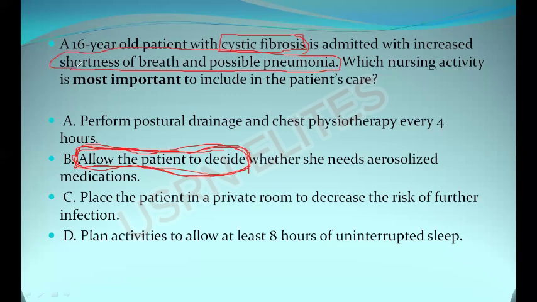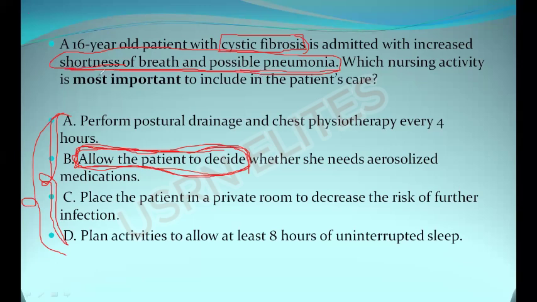So everything here should be based on solving the issue which has been mentioned. That's the first aspect, the first trick to keep in mind. Your answers should be directed towards the problem stated, not what you think should help the person with cystic fibrosis. Now let's see. Which nursing action is most important to include? So now you come to the decision. Which options among these can help with this shortness of breath and the possible pneumonia?